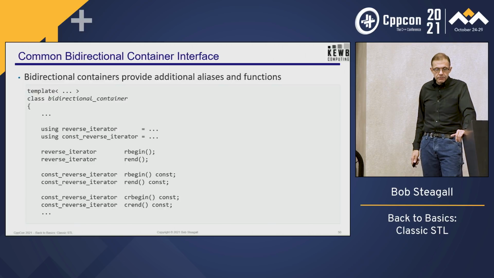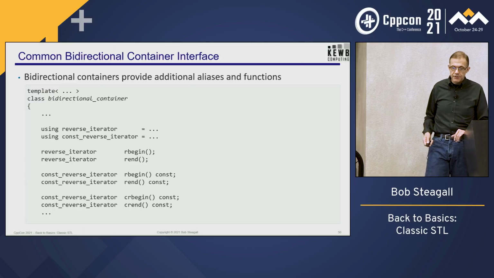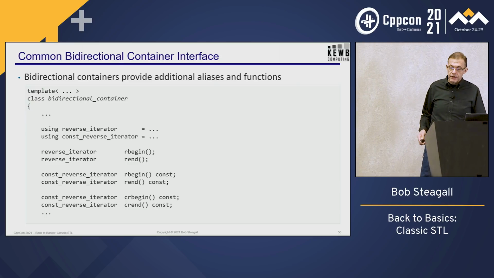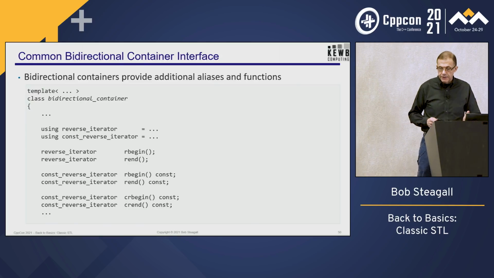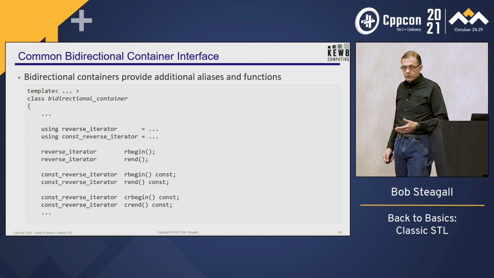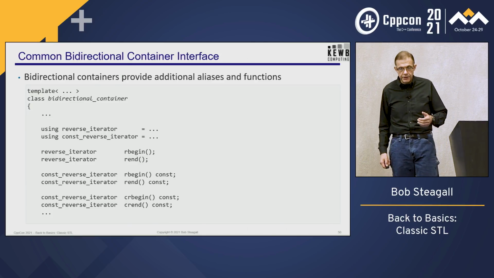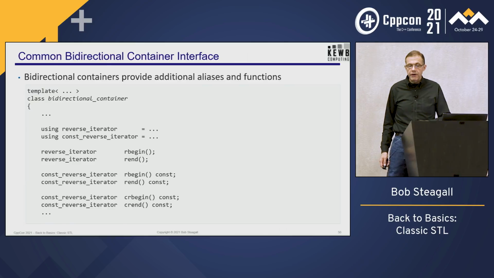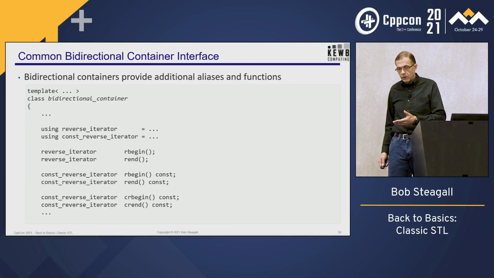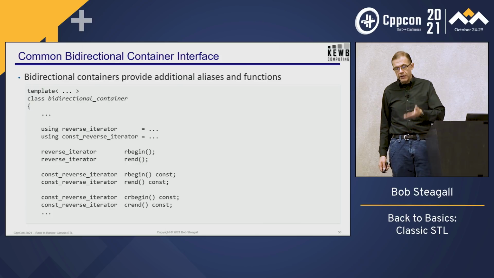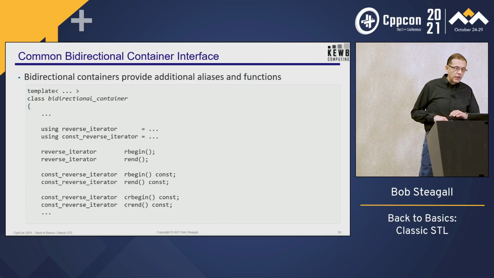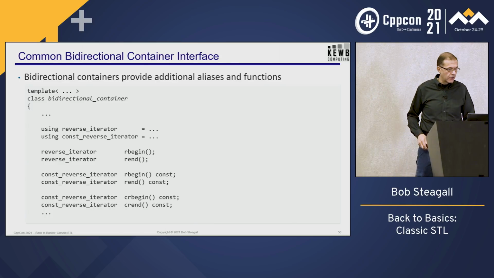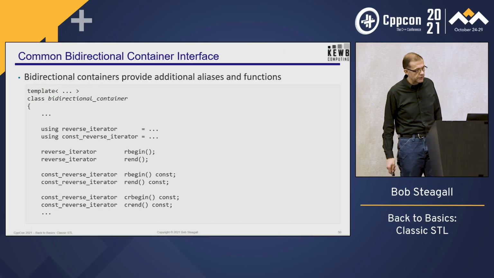Every bidirectional container and above also provides additional aliases and functions. They provide reverse_iterator and const_reverse_iterator, because they have to provide iteration from back to front. And like the other functions, you have rbegin and rend, which return reverse iterators, which provide read and possibly write access. You have rbegin and rend, which return const reverse iterators for read-only access, and crbegin and crend, which are equivalent to the const versions of rbegin and rend. So every container will have those nested typedefs and functions that I mentioned two slides ago. Every bidirectional container will also have these functions.